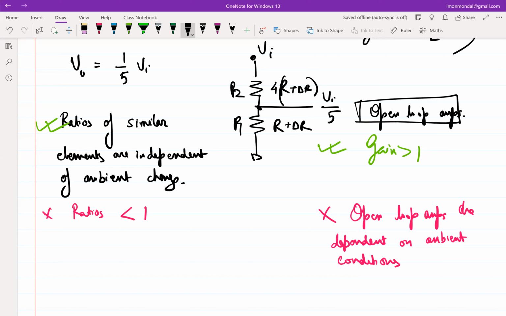Okay, so now you see that we have two types. We have a problem here because in one case I am getting good gain, but the gain is not reliable. In another case, we are not getting gain, but whatever we are getting is very reliable. So we need to marry these two, right? So that we get the good things of both these systems. So let's see if this is possible using negative feedback.